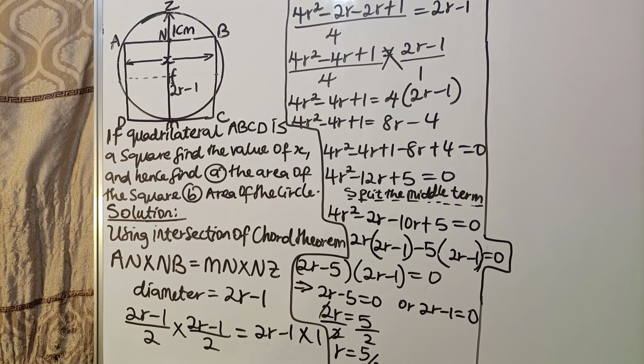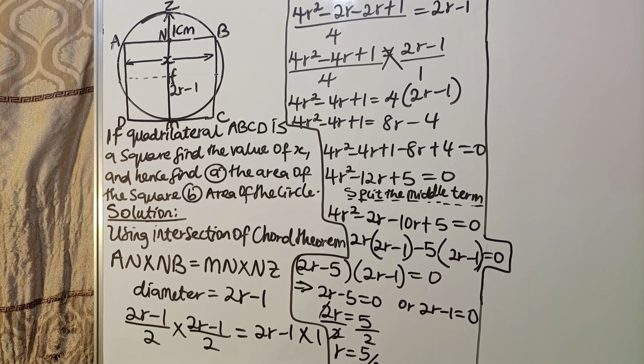So I'll write it up here. For this side we have 2r minus 1, 2r equals 1. Therefore, r equals 1 over 2. So we have that r equals 5 over 2 and r equals 1 over 2. So the one that satisfies this equation is 5 over 2.